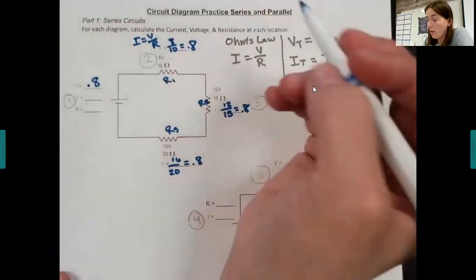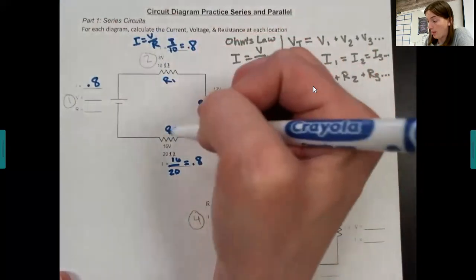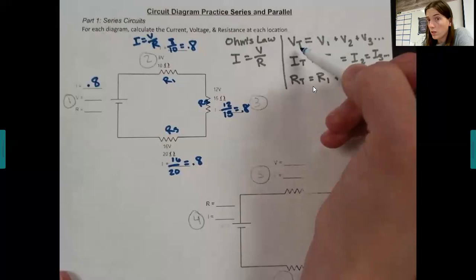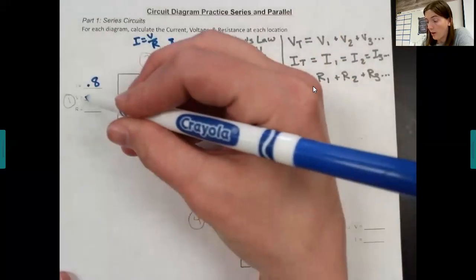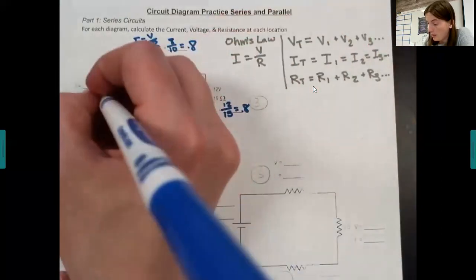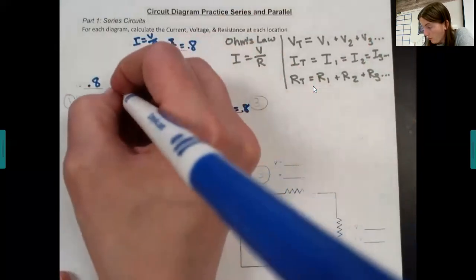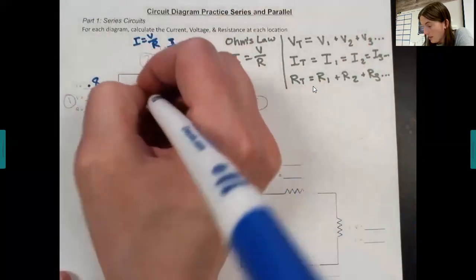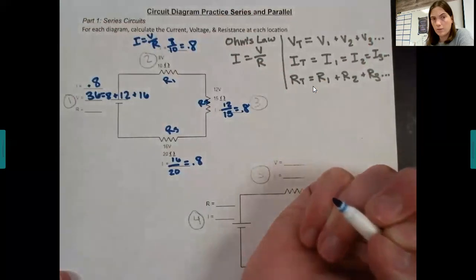Now we have a voltage and a resistance at the 3 resistor spots. The voltage is the sum of all the voltages. So to figure out the voltage at the battery, we're going to do 8 plus 12, which is 20, plus 16. So we should get 36.